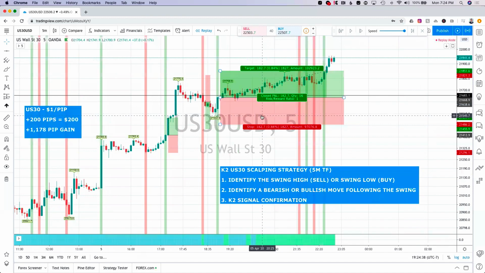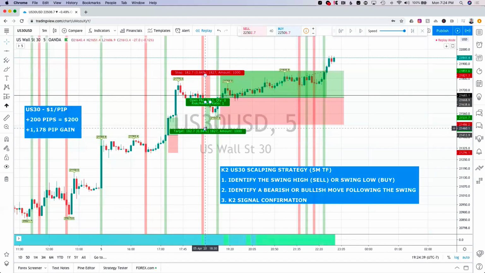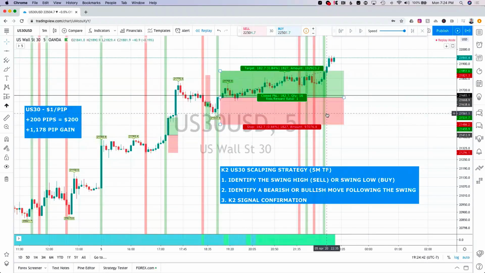These are all trades from today. So this is actually from yesterday and today. So this is Sunday. We're still on Sunday.